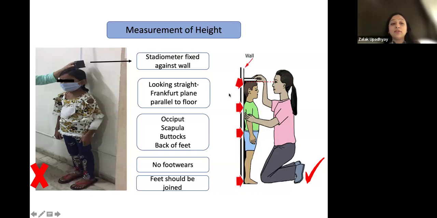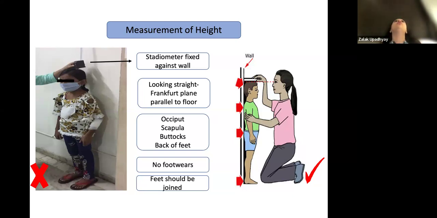And how does the child stand? Look at this. The child has worn shoes, slippers. There should not be any shoes, any socks, any slippers. Even if there is a high ponytail, you have to remove it. And the child should look straight. And there has to be the Frankfurt plane, which is parallel to the floor. What is the Frankfurt plane? From the corner of the eye to the ear. So that should be the Frankfurt plane.